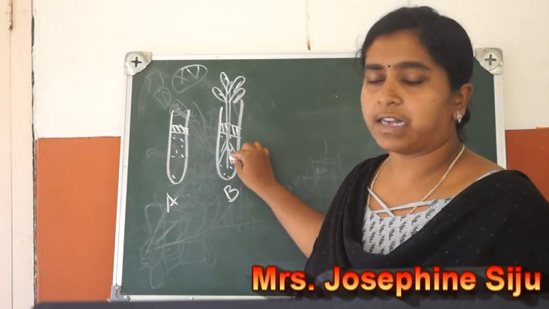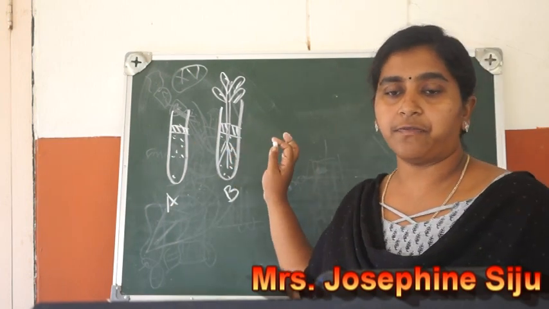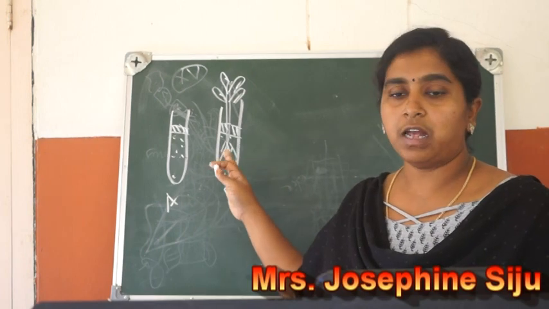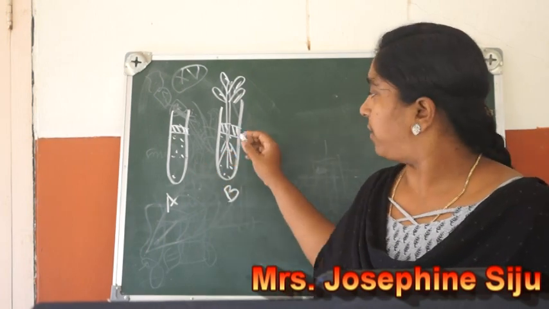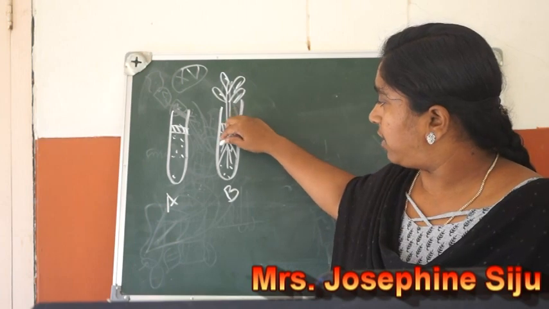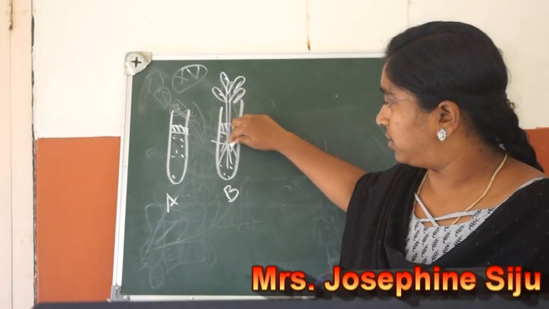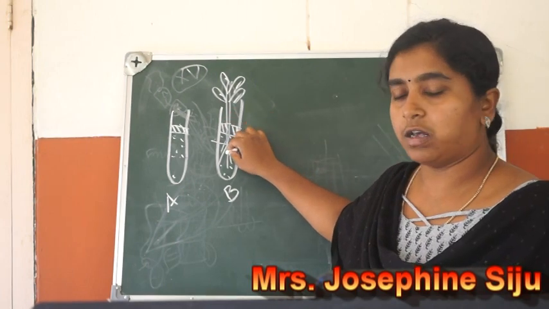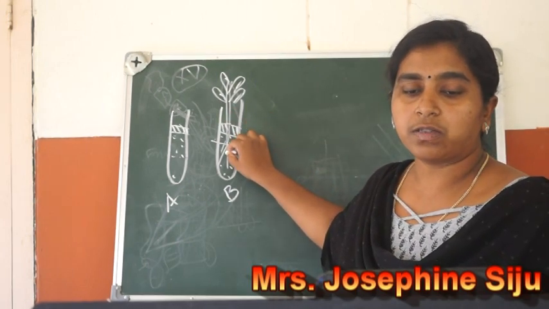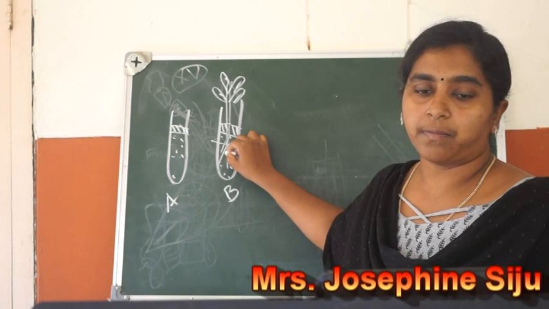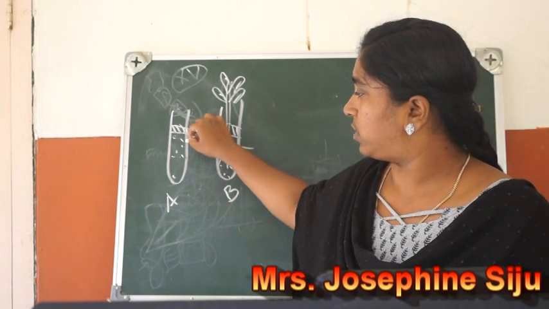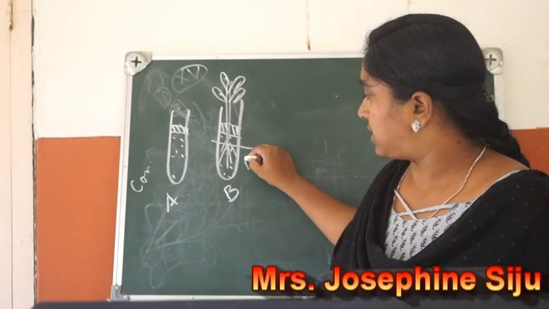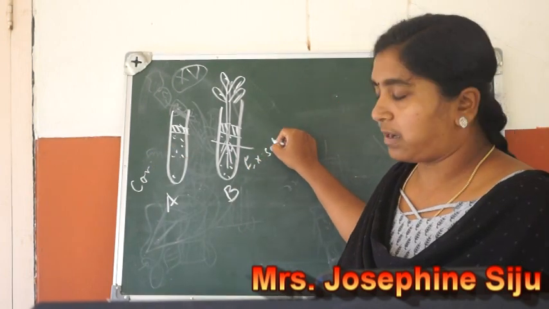So when you leave this setup for a few hours in the same situation, after a few hours when you observe, the level of water in test tube B is reduced. This shows that the water is reduced only because the roots have been continuously absorbing water. Whereas in A there is no change. Why? Because this is a control setup and this is an experimental setup.